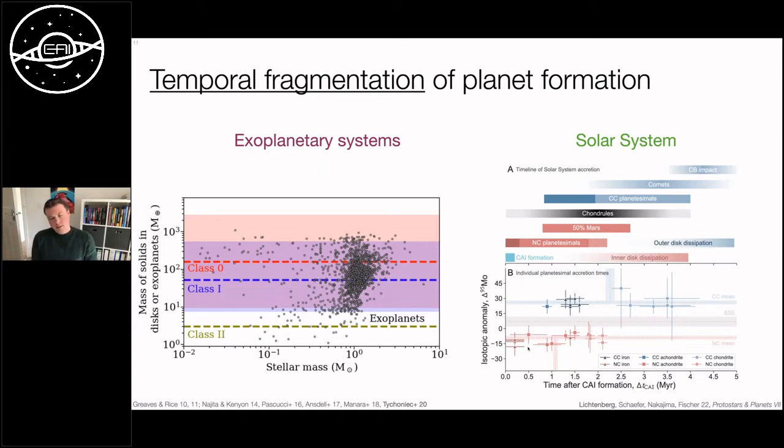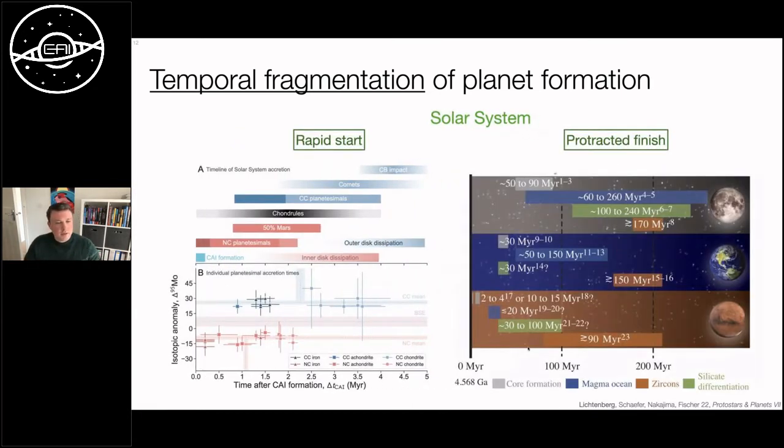Okay, so this seems to suggest that the planetary accretion process starts rapidly together with the solar system or with a protostar. But we have not only this evidence, from the solar system at least, we have evidence for an early onset, but a protracted finish of the accretion process. And this is shown here.